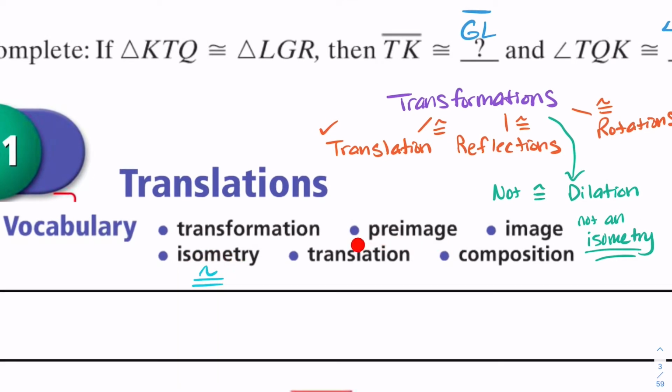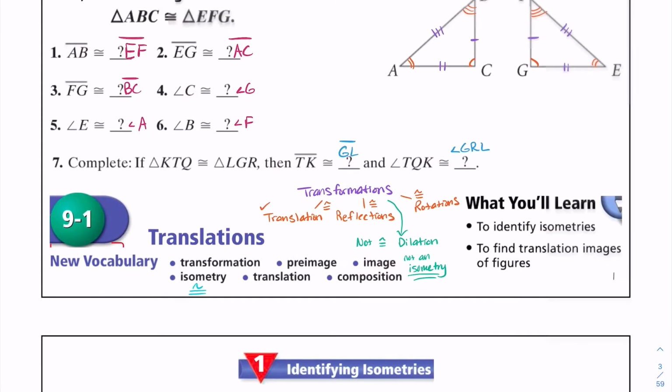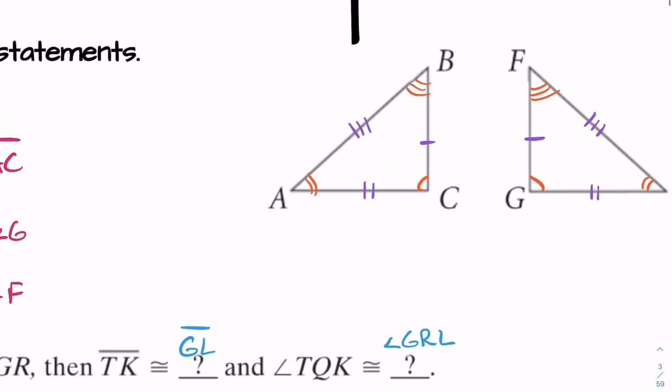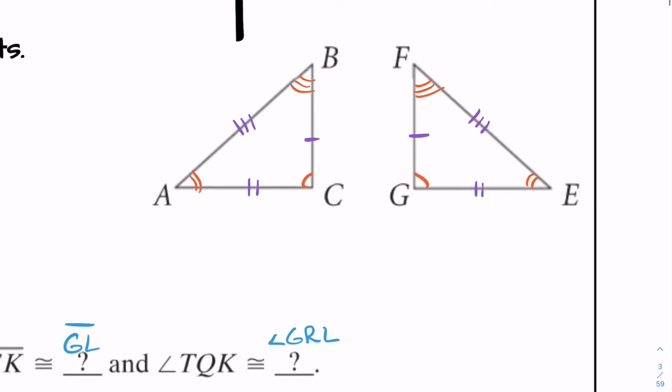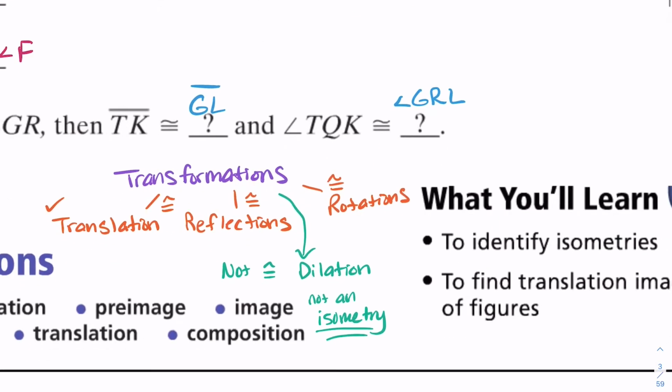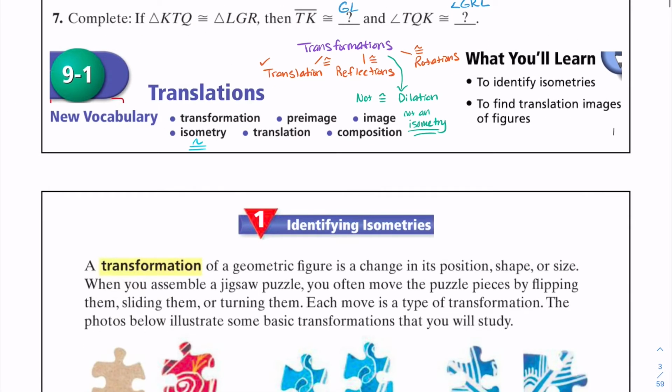The image that happens before is called the pre-image, and the image that happens after is just called the image. For instance, if ABC was flipped, ABC would be the pre-image, and then this would be our image. ABC would be EFG. All right, so composition is when you do more than one. So if you slide it and then slide it again.